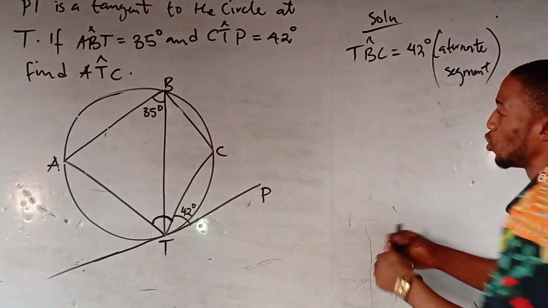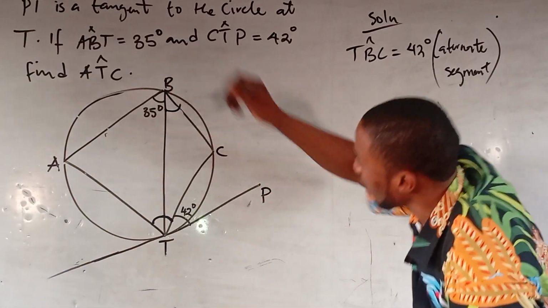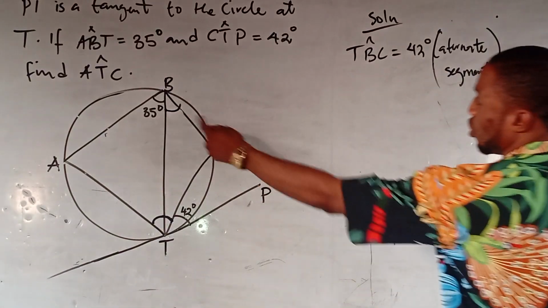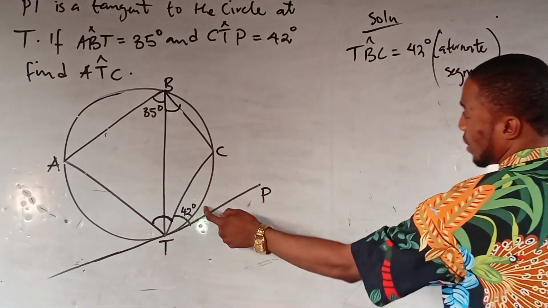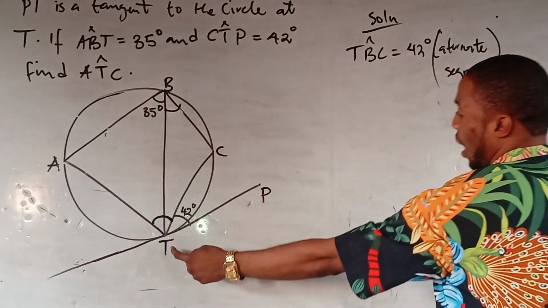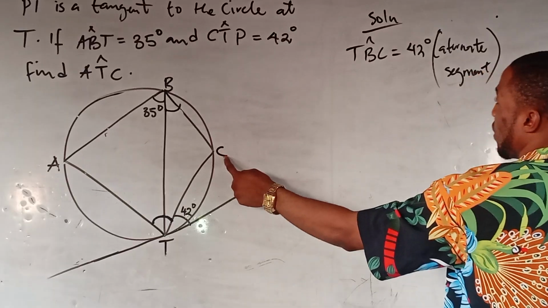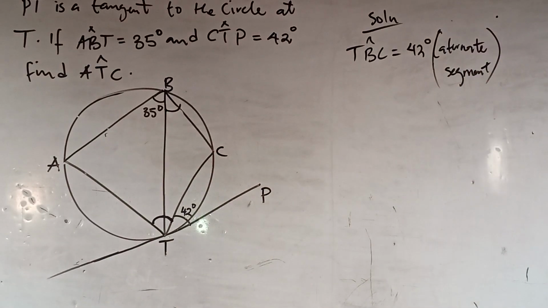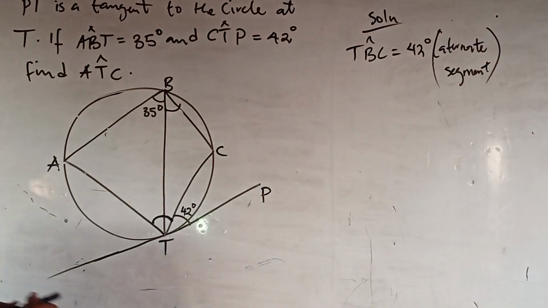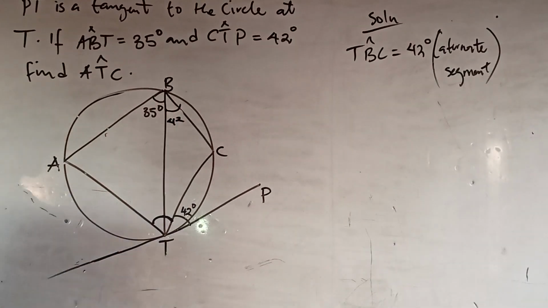So to get this angle, we call the angle here 42 degrees because it is alternate to this 42 outside. It's alternate, so we call here 42. So angle TBC is 42 degrees, alternate segment.